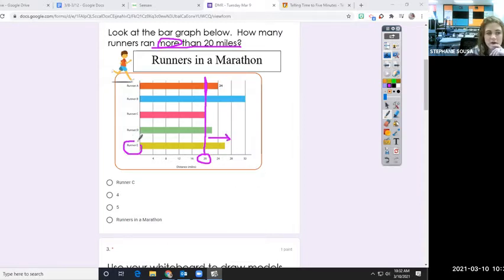So I see runner E is greater than 20. I see runner D is more than 20. Runner C is exactly 20. Runner B is more than 20. And runner A is also more than 20. So 4 runners ran more than 20 miles. Any questions on that?